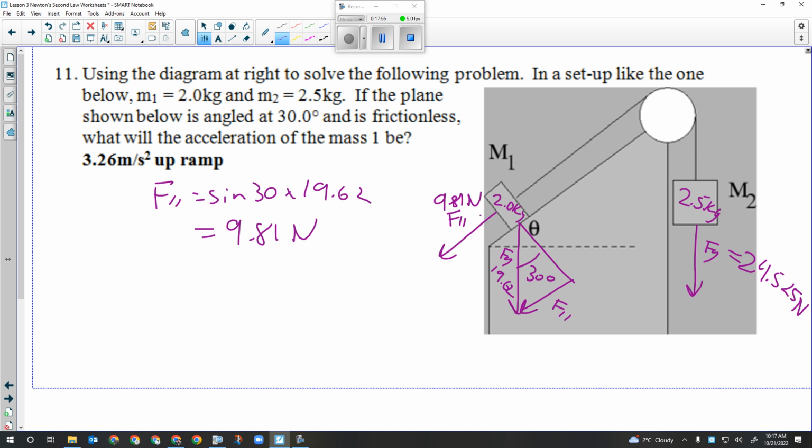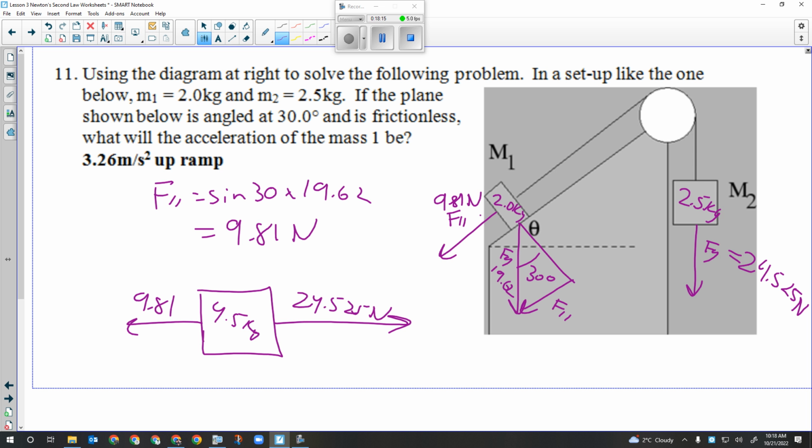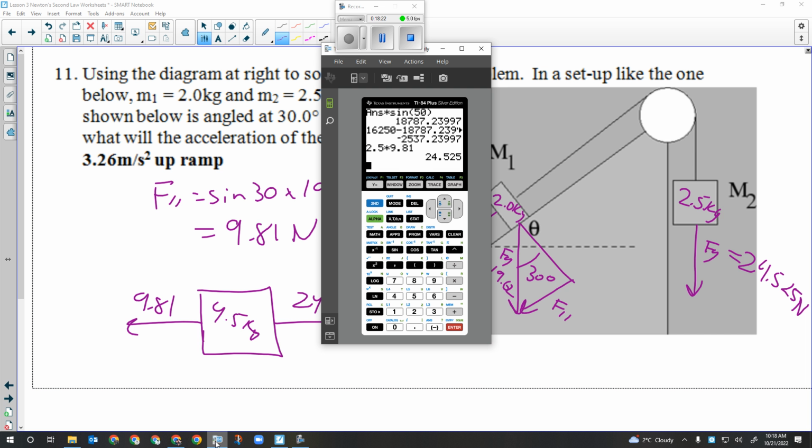newtons. Okay, can I simplify my diagram now? Just like I would with any other pulley system. I got 4.5 kilograms worth of mass being pulled this way by 24.525 newtons and resisted this way by 9.81 newtons. All right, my net force is going to be the vector sum of those things, so that minus 9.81. There's my net force, 14.715.